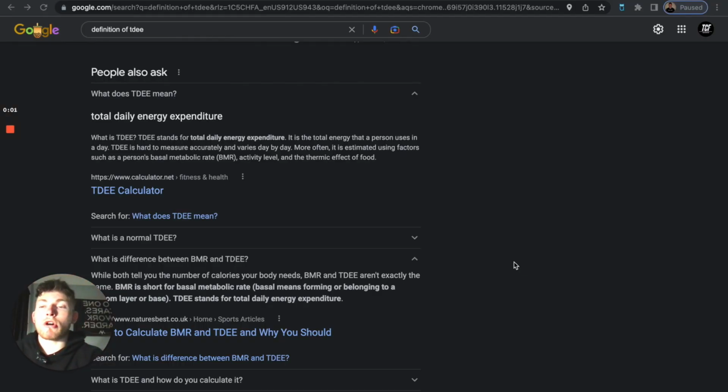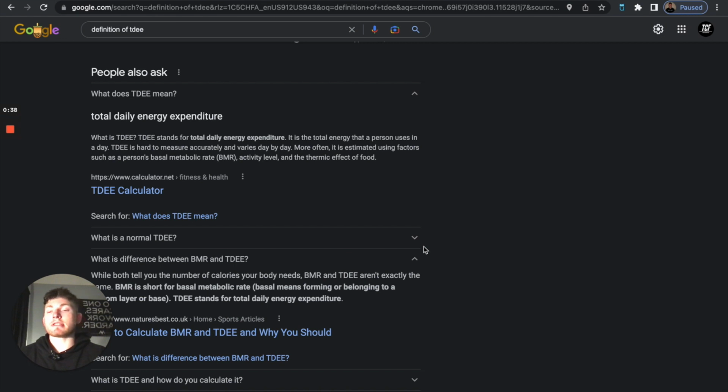So now we have moved over to my laptop. Before we dive into finding the calculations, I'm going to break down exactly what TDEE, or total daily energy expenditure, means. So essentially what it is, as you can see right here, it's the total amount of energy that a person uses in a day. And obviously it varies day by day. The more active you are, the more it's going to increase, and the less active you are, the less it's going to be.